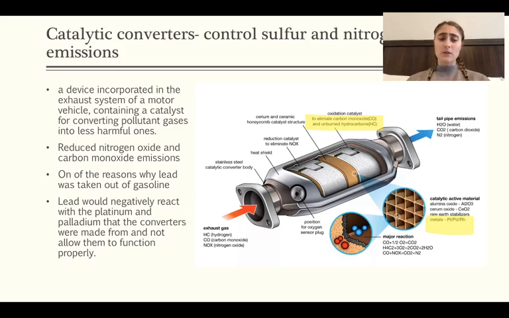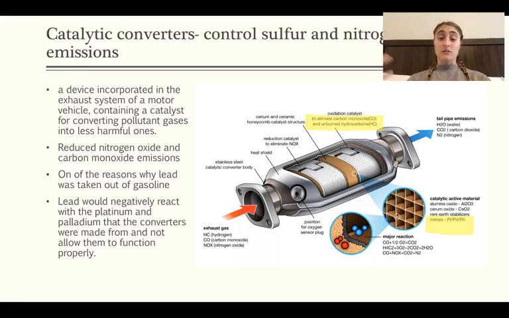Now, this is also another reason why we no longer have lead in gasoline. Remember, we talked about the amount of lead emissions in the atmosphere, and the amount of lead that was sitting in our atmosphere was toxic to humans, and they started removing lead from gasoline, and it decreased dramatically.